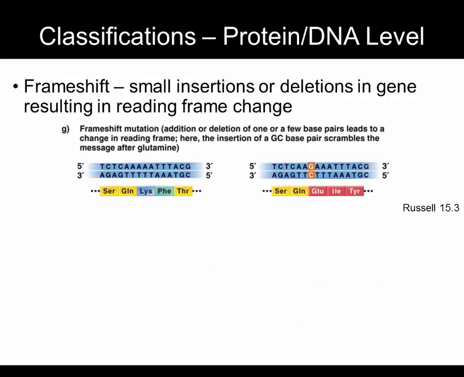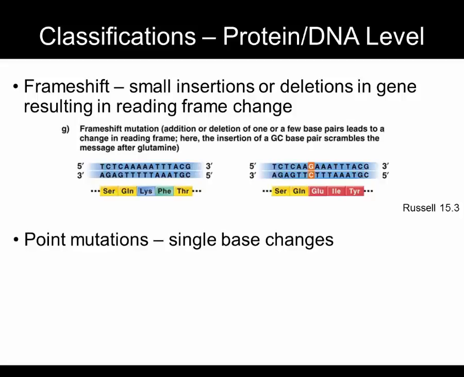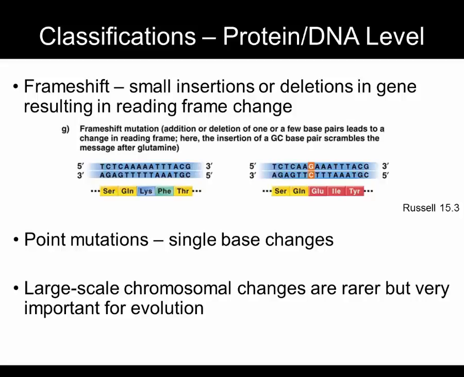Next, we have an example of the frame shift I mentioned earlier. Inserting or deleting a nucleotide alters how the gene is read, and alters all the amino acids after the mutation, which frequently leads to early termination as well. All of these mutations that result from single base changes to the DNA or single nucleotides being inserted or deleted are called point mutations. There are also large-scale chromosomal changes that can occur, and they're very important for evolution, but we'll talk about them later.